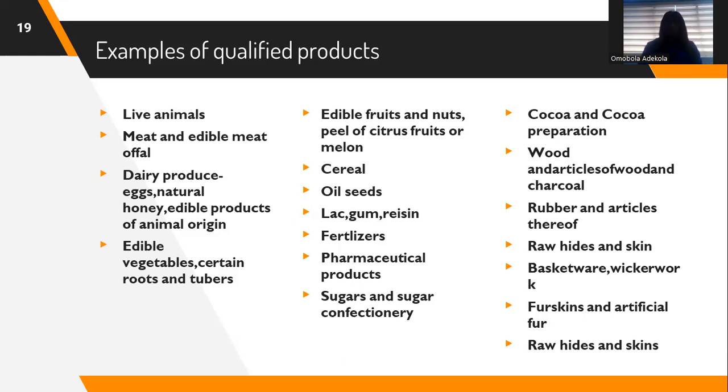We have rubber articles, if we deal in rubber articles, raw hides and skins, basketware, wickerwork. We have furskins and artificial fur, and raw hides and skins. Oh, that's repeated. So that is what I've basically done, just to get some. This is not all, but just some, so that it gives you an idea if you are trading in any of these products, or if it's something you are looking at to deal in. These are some of the products that qualify for preferential treatment, as long as they originate from Nigeria or any other AfCFTA member country.